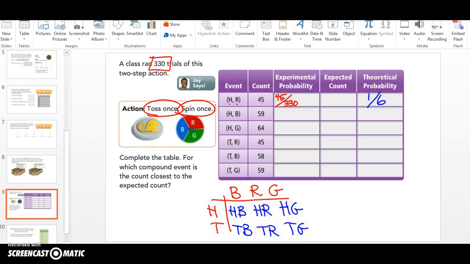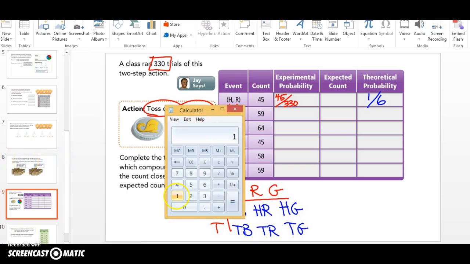Divide, right? So 1 divided by 6. So 1 divided by 6 is that big number, right? And we've talked about rounding before, so we're going to round correctly. Okay, so if I want to figure out how many times out of 330, 330 is my total, how do I use that number to figure out how many total times I should have rolled that?